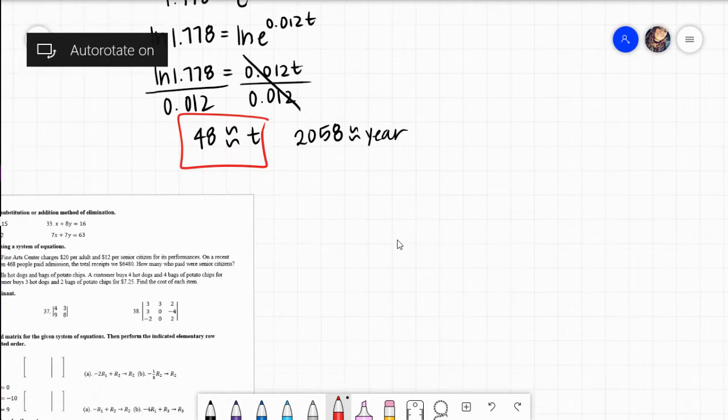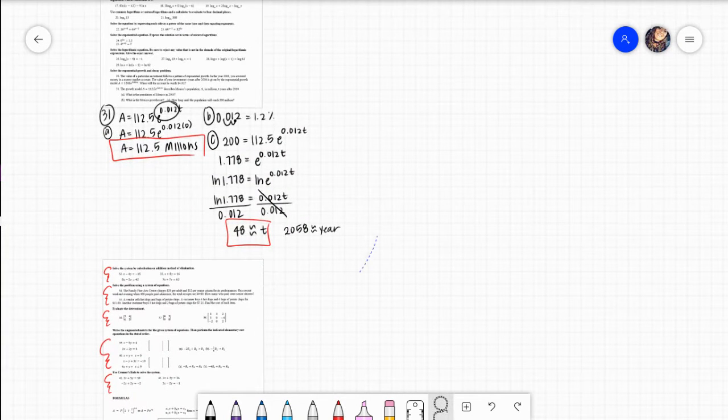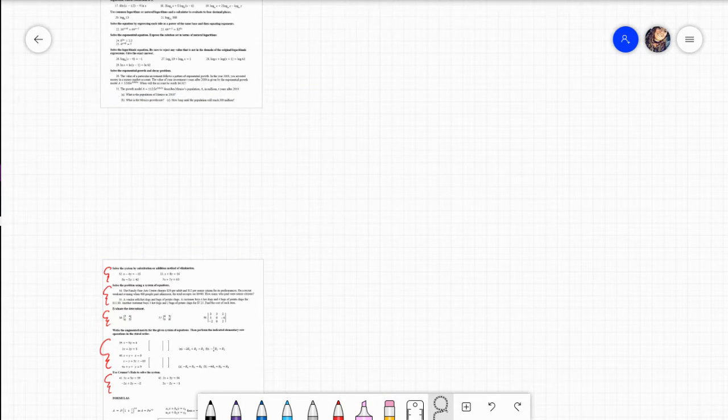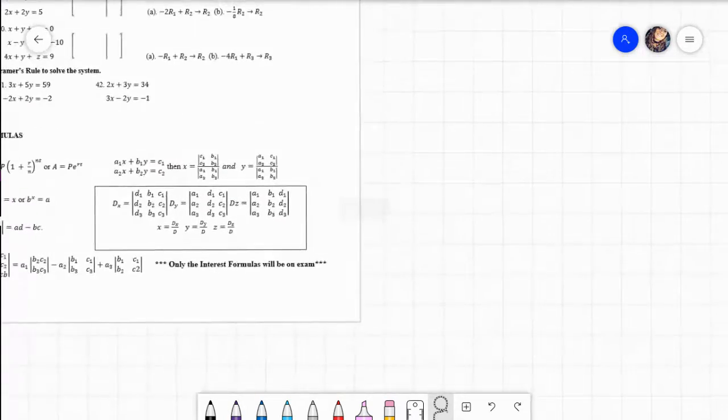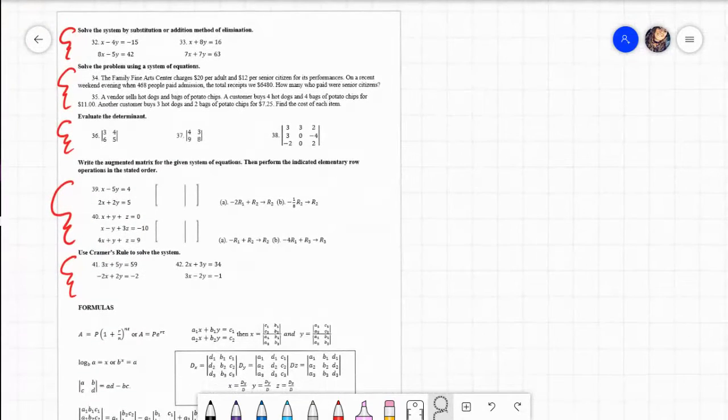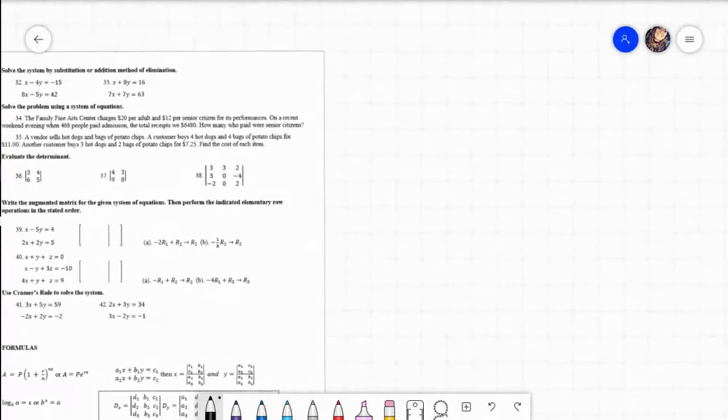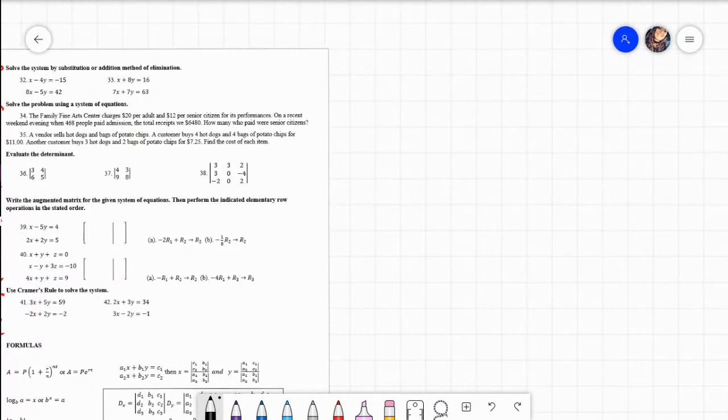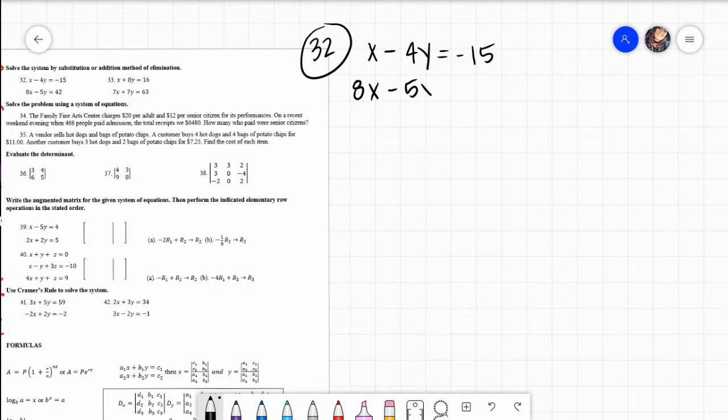Find my pen. Okay, so the last problems that we did were the exponential growth problems. Now we have moved to matrices. Okay, so we're going to do problem 32, which says to solve the system by substitution or addition method of elimination. So problem 32 is x minus 4y equals negative 15. That's my first equation. My second equation is 8x minus 5y equals 42.